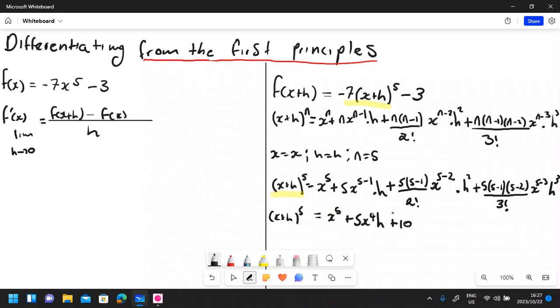Let us double check, guys. Can we double check? But I think it's correct. 5 multiplied by 4 divided by 2 factorial. So that is going to be 10, and then we have x to the power of 3. There we go. Because if we say 5 minus 2, that is the power of x, a power of 3, and then we have h to the power of 2.